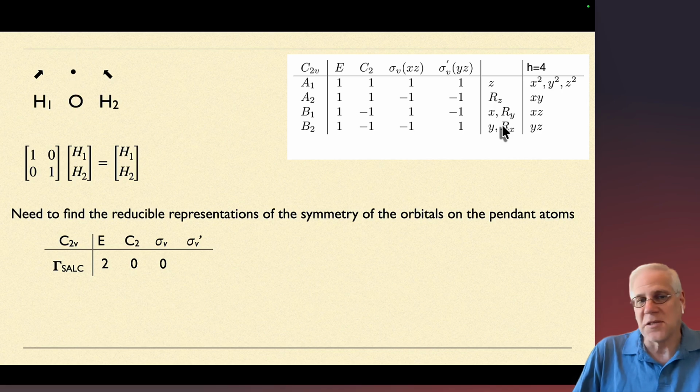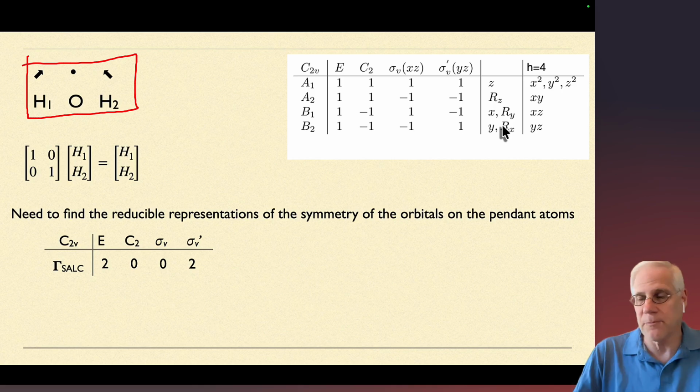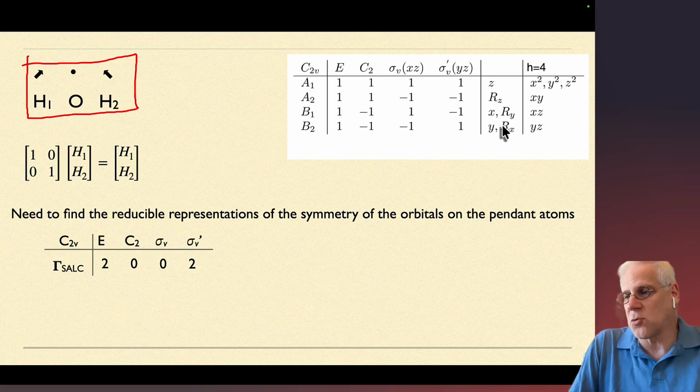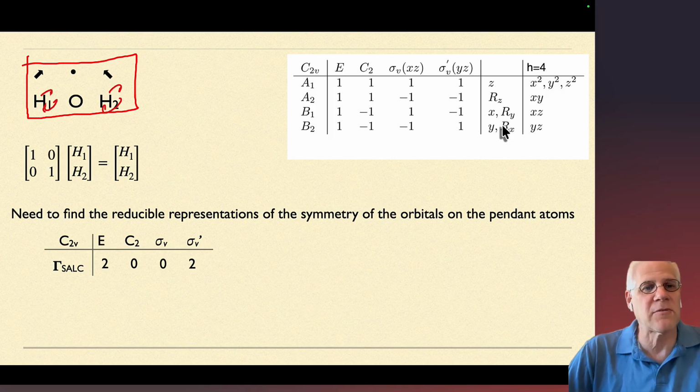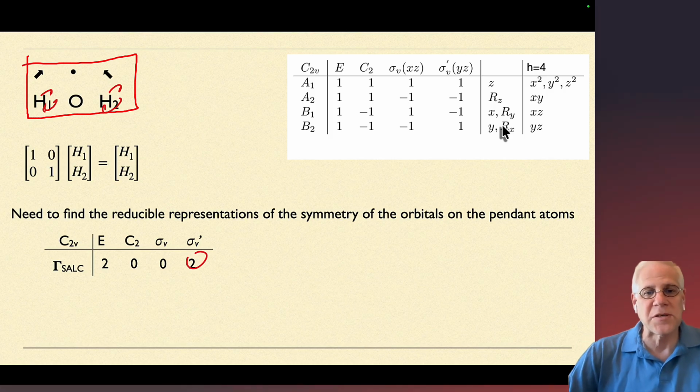And then for my sigma V prime, this is a mirrored plane that's here. It's in the plane of our screen. And so the H1 would reflect just on the other side of the H1, and the H2 would reflect onto the other side of the H2. And so my sigma V prime would have a trace of 2.